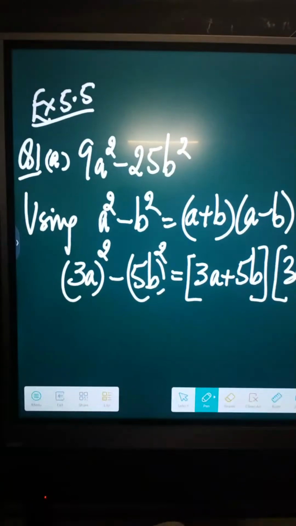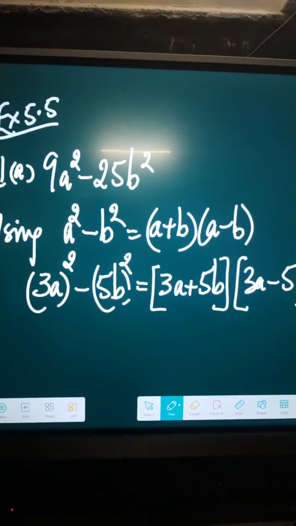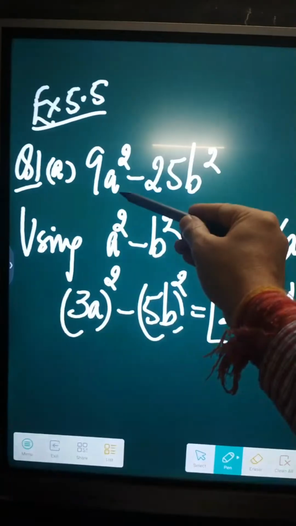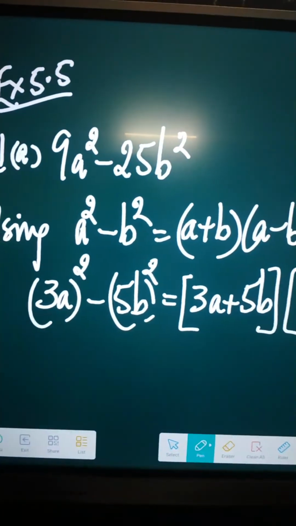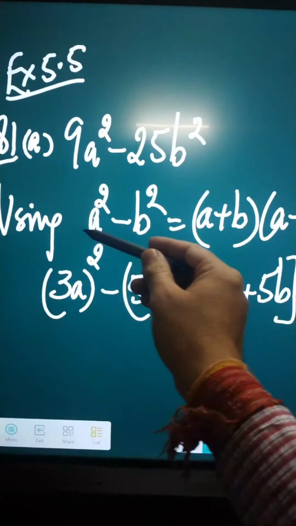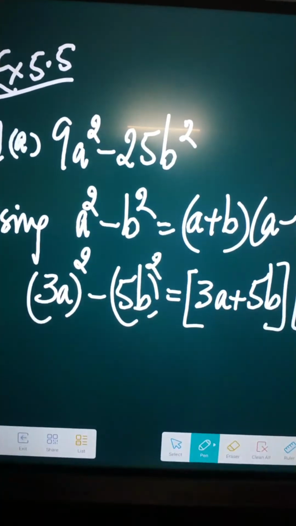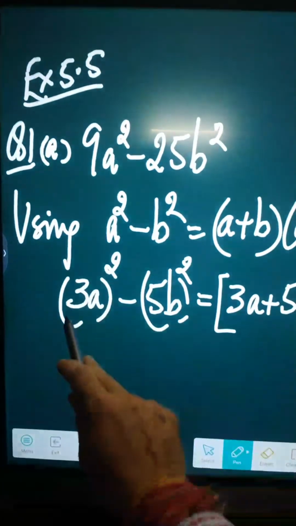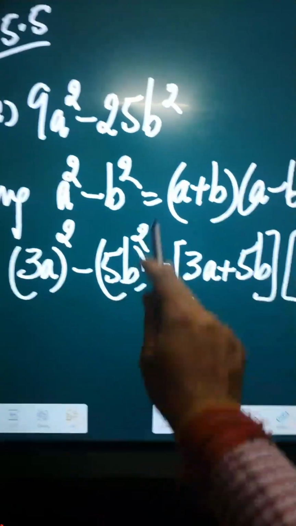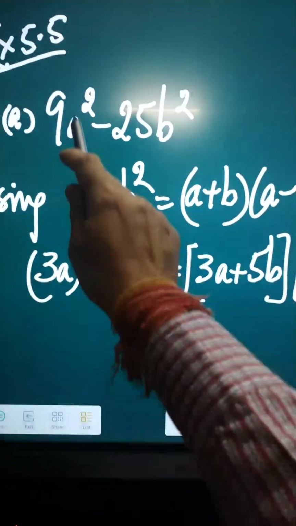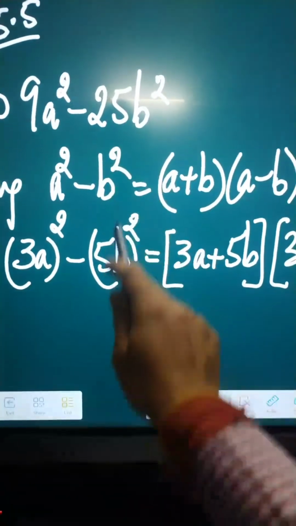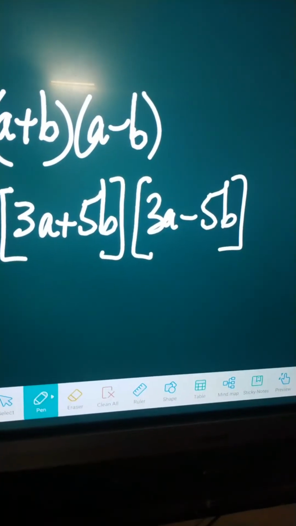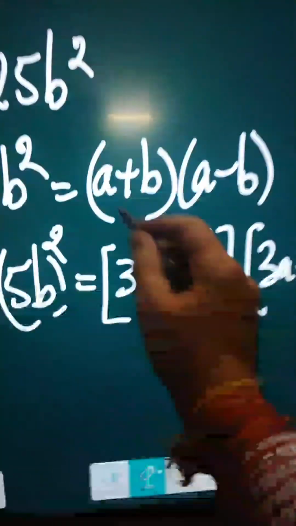a square minus b square. So what has happened? 9a square minus 25b square, you will write it as a formula. This is the method of formula which we did earlier. So the question will be arranged as the formula: a square, b square, a plus b, a minus b. A will be the square root of 9, which is 3, and the square root of 25 is 5, so 3a square minus 5b square. So the answer is 3a plus 5b and 3a minus 5b according to the formula.